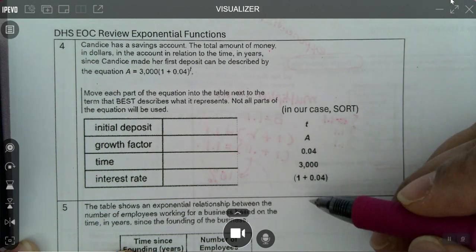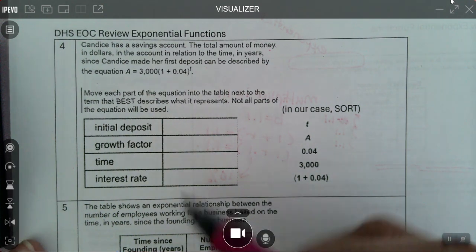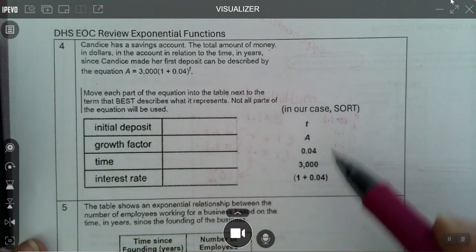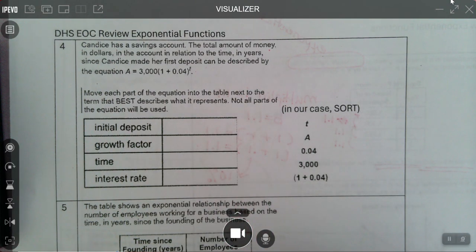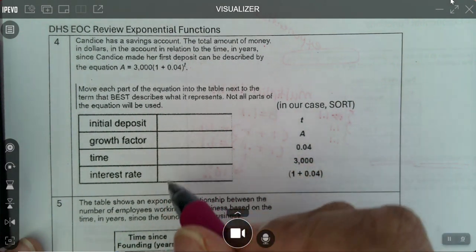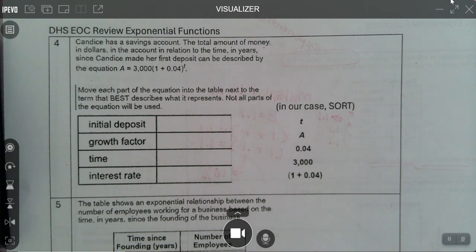So here are your choices. Place them in the right spot. Go. It just says move each part, but we can't do drag and drop on paper. So decide which one you're going to drag next to initial deposit, growth factor, time, and interest rate. Focus. We have about 5 to 10 more minutes. All right, maybe more like 3.